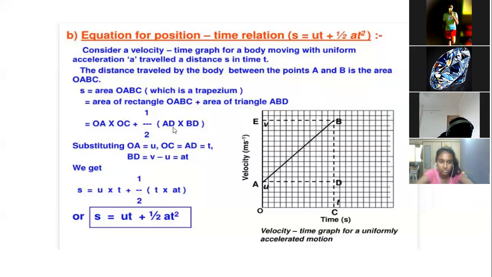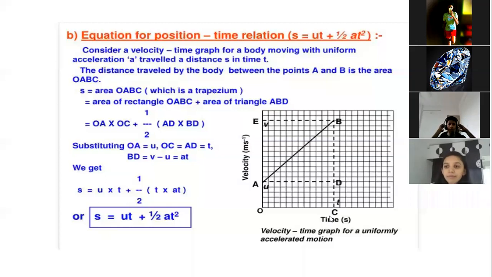So what you're going to do in this case, small s, your distance, is equal to area OABC. Your small s is equal to area OABC. That day itself I told you, now OABC you can divide into two different figures. One is a triangle ABD, plus one is a rectangle which is AOCD. To find distance, you have to consider the area under the curve, which is s equals area OABC, which is a trapezium, and that equals area of the rectangle plus area of the triangle.